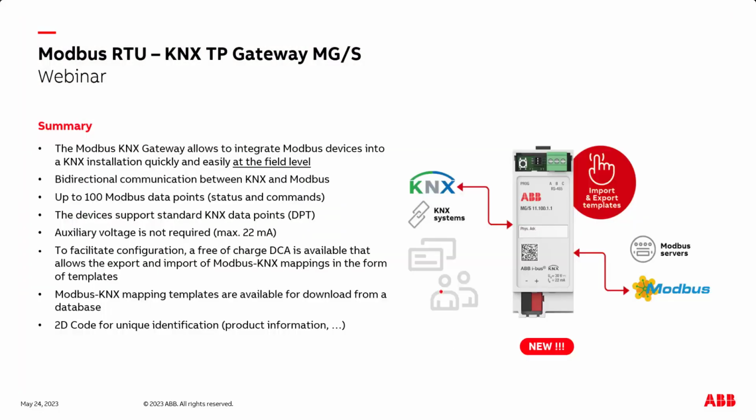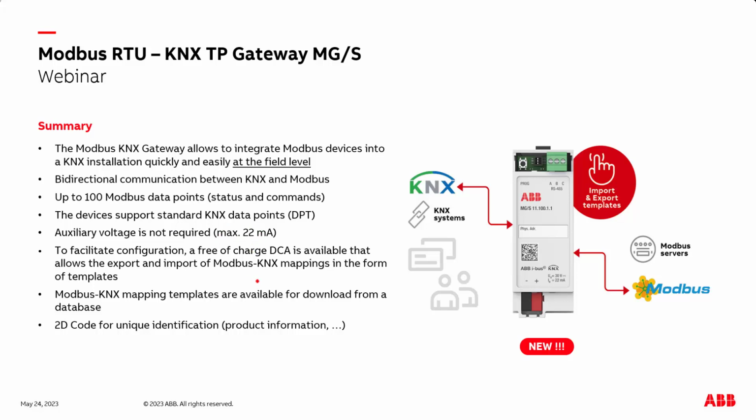Good. Okay, then we come to some final slides. A small summary about the Modbus KNX Gateway. It allows integrating Modbus devices into our KNX installation at the field level. Remember, we are not on IP; we do it on Twisted Pair and Modbus RTU. We have a bidirectional communication of 100 data point types, status and commands. The device needs a maximum of 22 milliamps, so if you calculate how many devices per line, please be careful and count it as 2 devices.